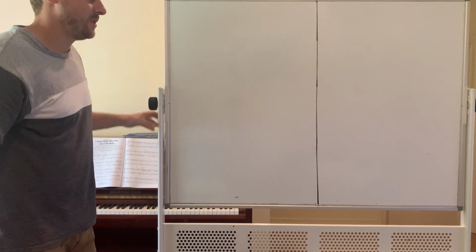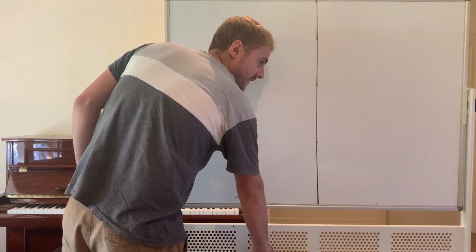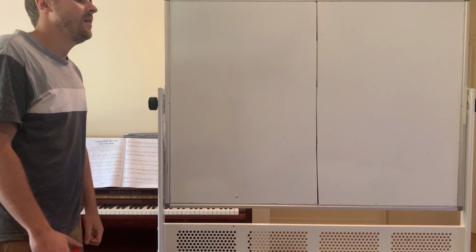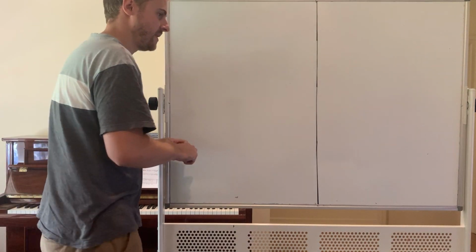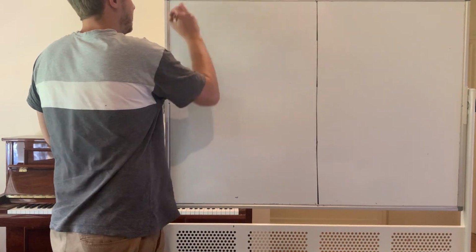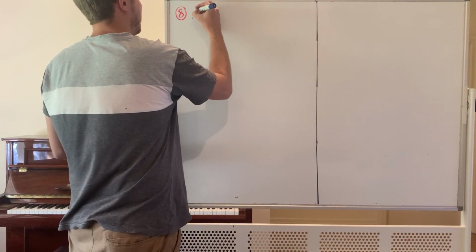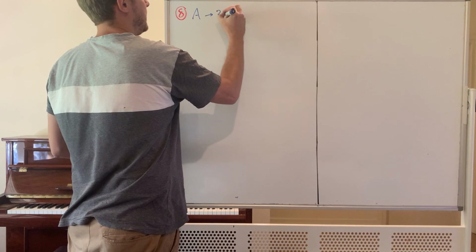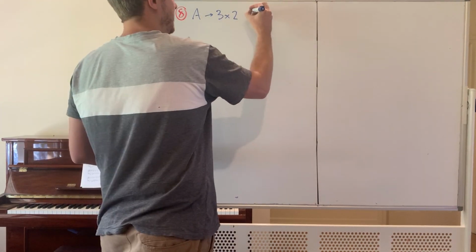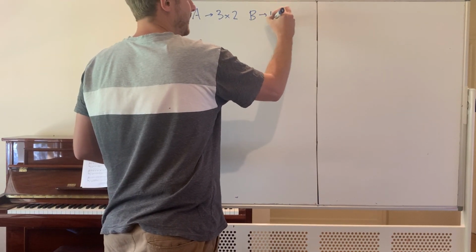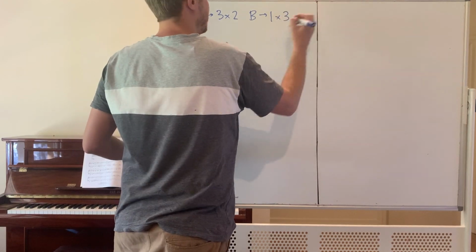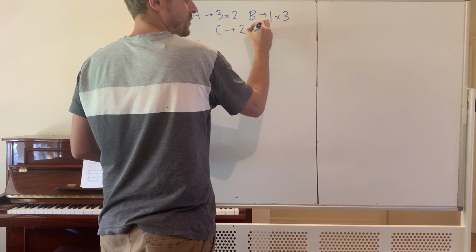Alright, question 8 is also a bit of a trial and error. Matrix A has an order of 3 by 2, so I might write this. A is 3 by 2. Matrix B has an order of 1 by 3. And matrix C has an order of 2 by 1.